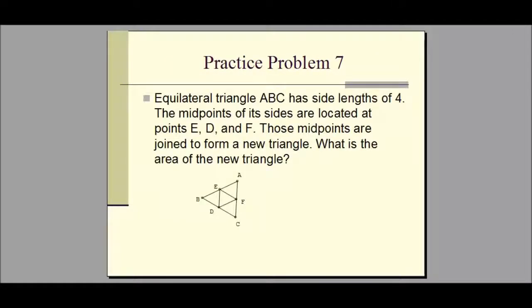Here's practice problem 7. Equilateral triangle ABC has side lengths of 4. The midpoints of its sides are located at points E, D, and F. Those midpoints are joined to form a new triangle. What is the area of the new triangle?